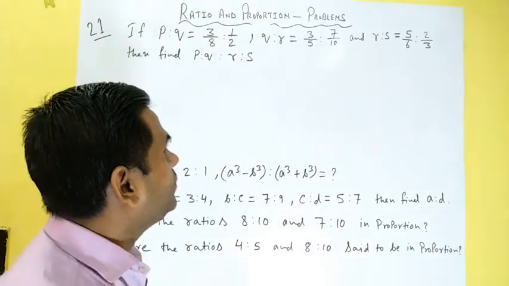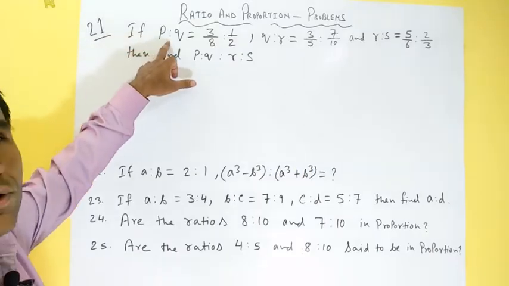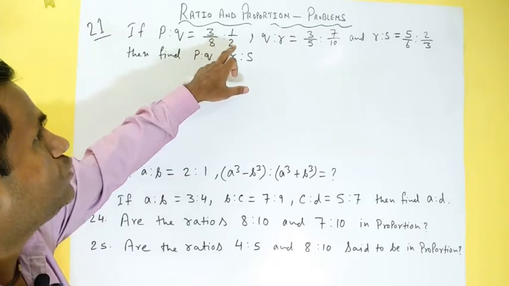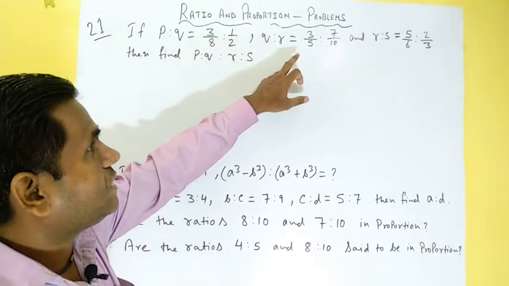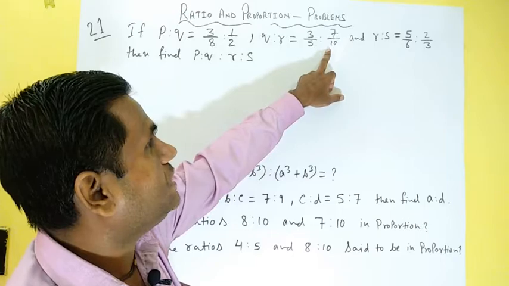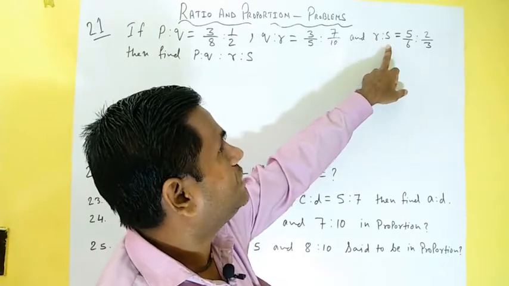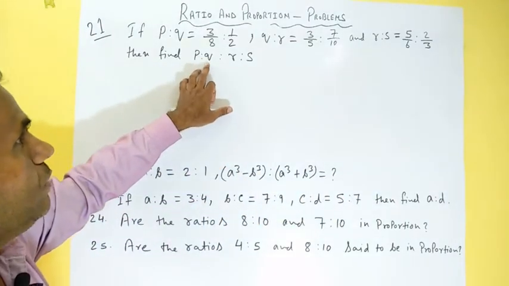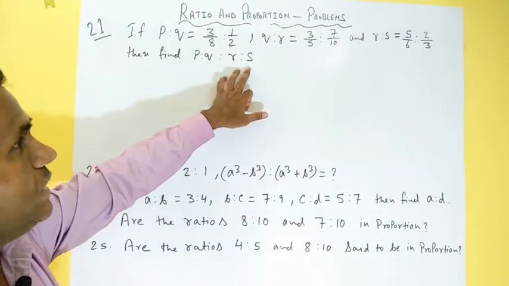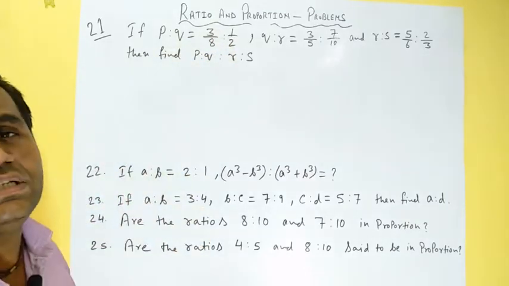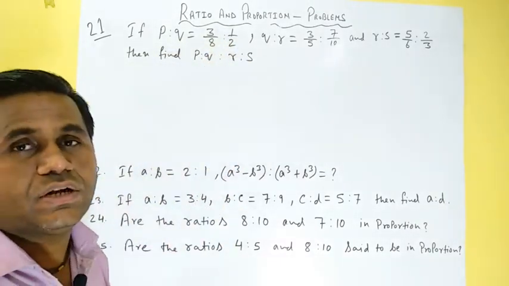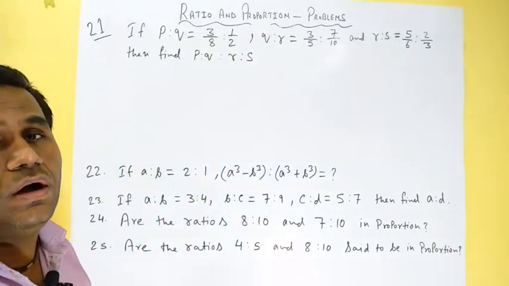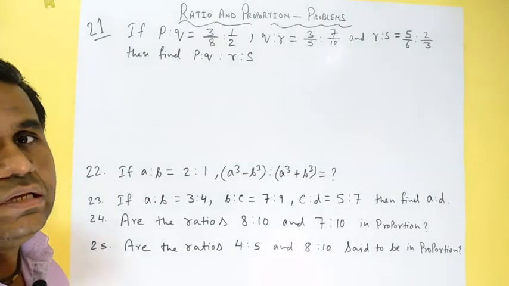So our first problem today is, you see, if P is to Q is equal to 3 by 8 is to 1 by 2, Q is to R is equal to 3 by 5 is to 7 by 10, and R is to S is equal to 5 by 6 is to 2 by 3. Find P is to Q is to R is to S. So here the ratios are given in fractional form. Okay, both are in fractional form. So how to find this? I will tell you a very easy method, friends.